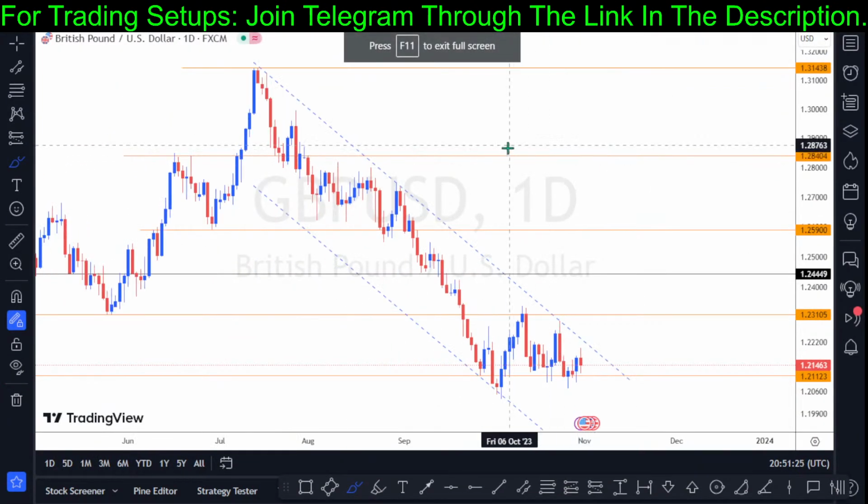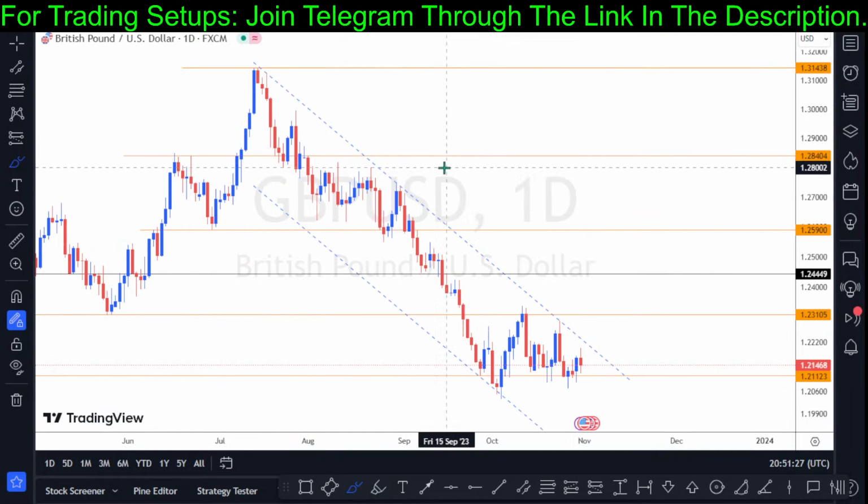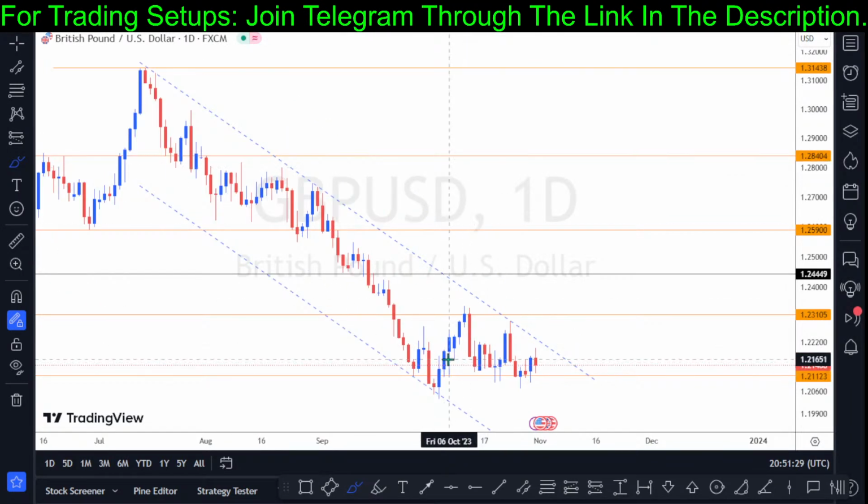Based on what we have on GBP paired against the USD, currently I can't see any reason to short or to long GBP paired against the USD. Why? Because the market is in a state of confusion. Whenever the market is in a state of confusion, I see no reason why you should be looking to long or to short.